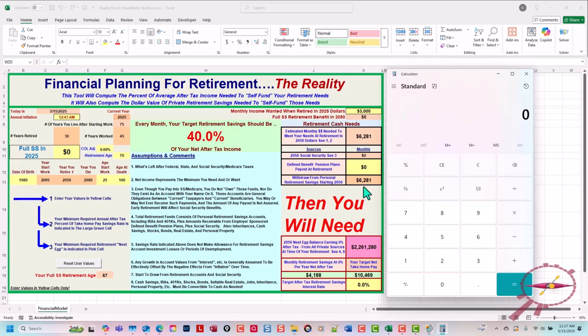We can reconfirm this using the Windows calculator. If our benefit's going to be $6,281 when we retire, starting off with $3,000 a month cost of living, brought up to $6,281, we'll go back here and do $6,281 times 12 times, and we're going to be living for 30 years in retirement. 30. Well, that gives us 2,261,000 and change, virtually what was predicted by the spreadsheet.